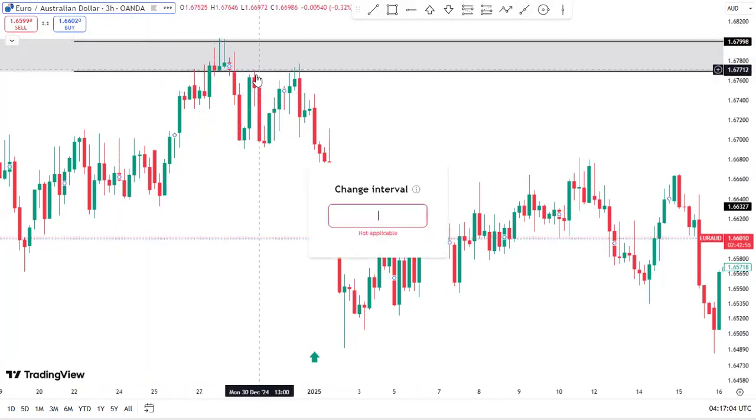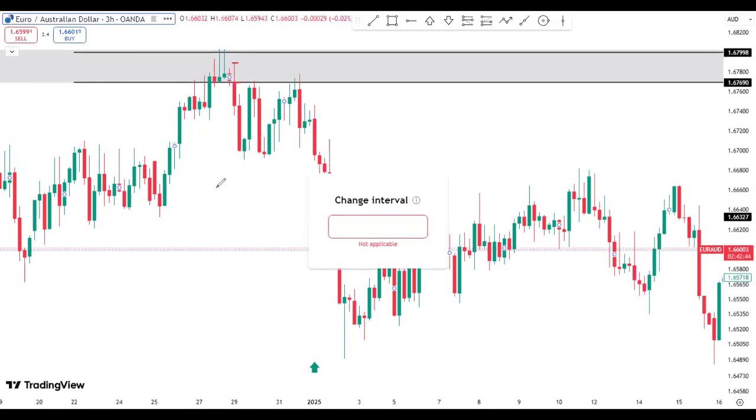I want to find the reason again for the market to reverse here. I see that there is something from this week. So let's go down to 2 hour and see what we're going to get there.